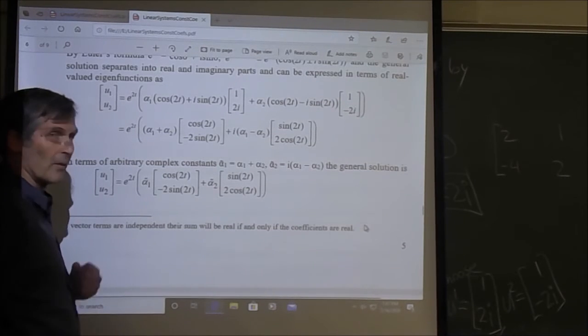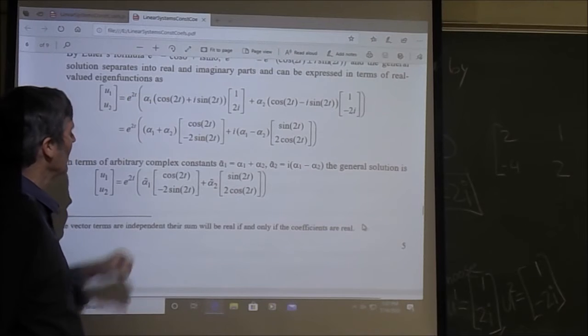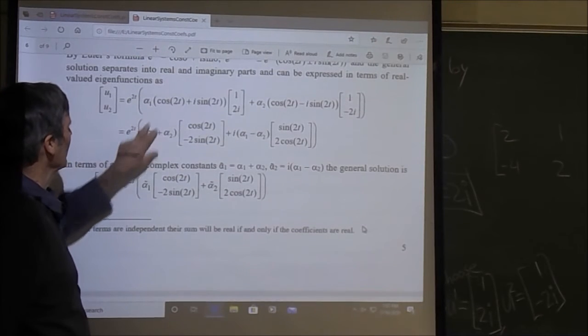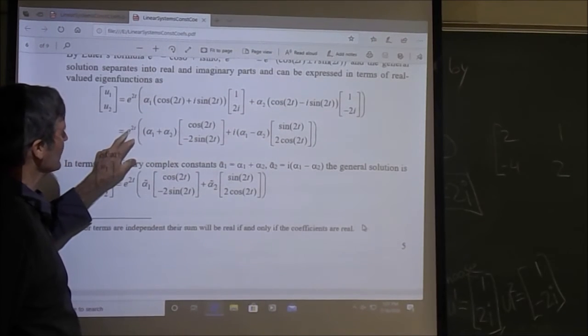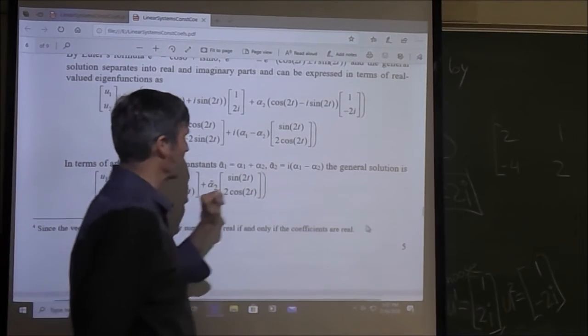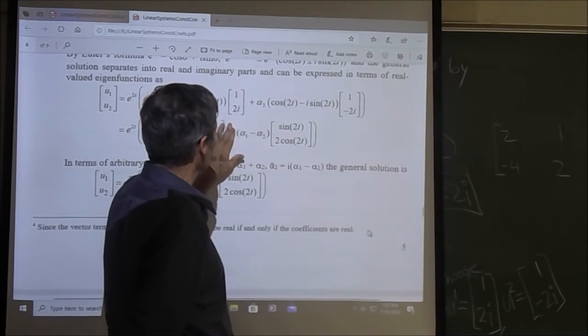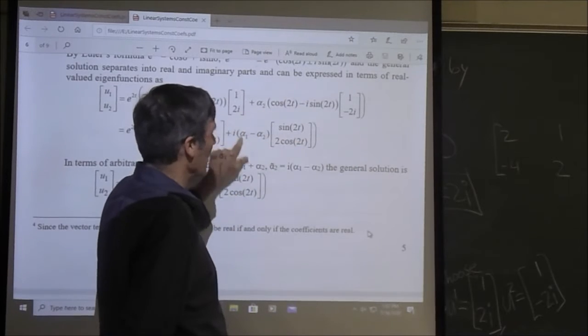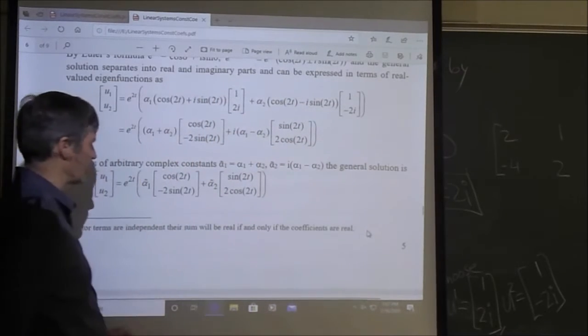But now that I've got that, what do I remember from what we said before? The real part is a solution, this times e to the 2t. And the imaginary part is the solution. Leave off the i. The imaginary part is what multiplies i. This times e to the 2t is the solution.